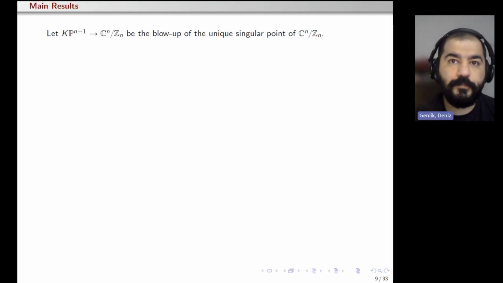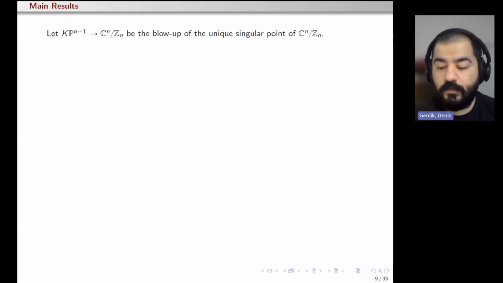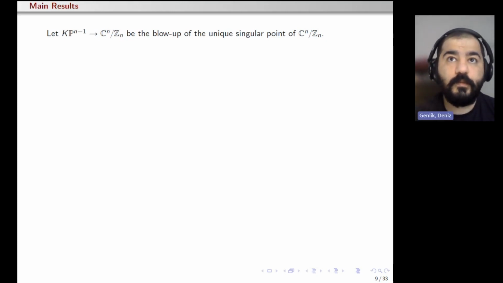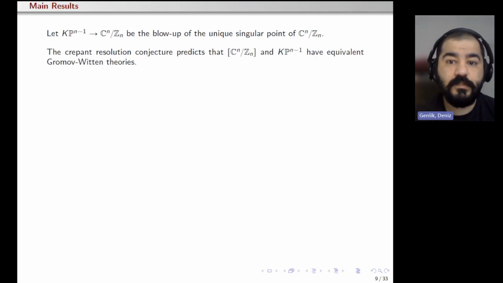It means, naively speaking, that there is some graded vector space isomorphism between the cohomologies that I described. And under this graded isomorphism, one expects the Gromov-Witten invariants, or Gromov-Witten theories, of both targets to match. So the crepant resolution conjecture predicts that the Gromov-Witten theories of C^n/Z_n and K_{P^{n-1}} are equivalent in some sense.